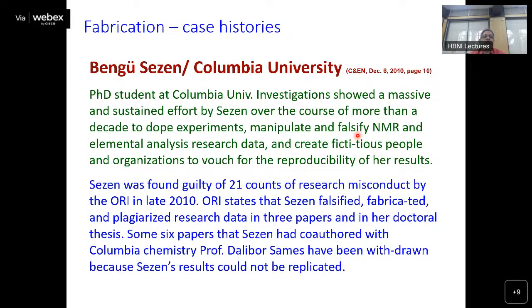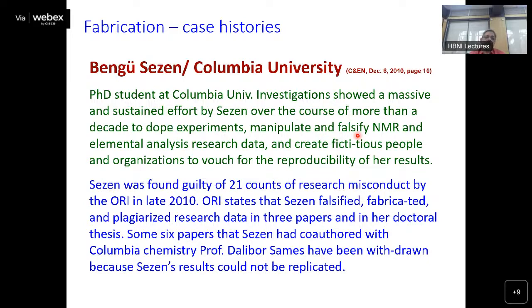So now I'll just go through quickly some very strange case histories which happened in the past, and how severe they were. You'll be really stunned to see these kinds of cases. This is one case of a student by name Bingut Sejen, who was at Columbia University in the US. She was a PhD student, and when someone pointed out there was something strange, the investigations showed a massive and sustained effort by this lady over the course of more than a decade to dope experiments, manipulate and falsify nuclear magnetic resonance experiments and elemental analysis research data, and even create fictitious people and organizations to vouch for the reproducibility of the results.